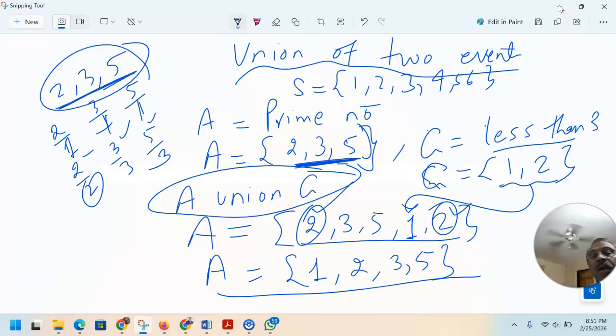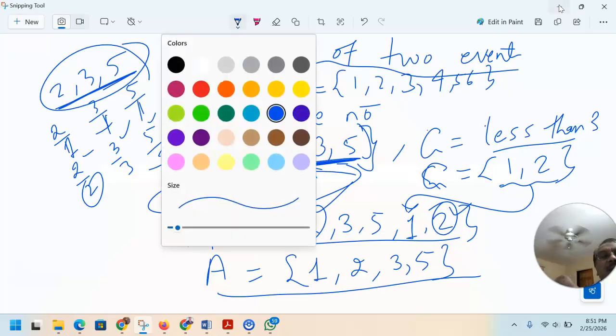And then we will also have two formulas based on this. I hope I made you understand what is the meaning of union, and now how do we show this with the help of formulas. Let me clean this.